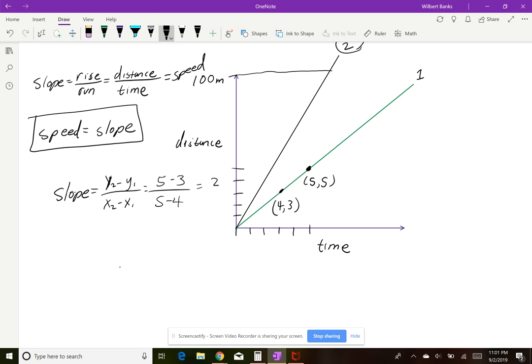And that's going to be 2 over 1. So in that case, it equals 2. Or 2 over 1: up 2 and over 1 for each one will put me back on this line. Okay, so that's what's important about that.